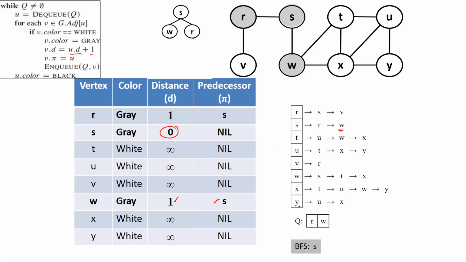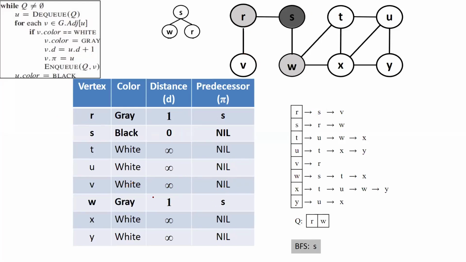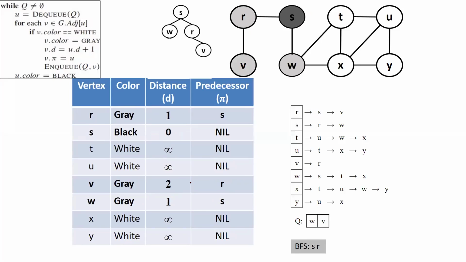Now after this, the next element to be removed from the queue is R, because R and W have been entered. Now go for the adjacent nodes of R. Adjacent to R is S, which is already of gray shade. We will explore now the V vertex, which is still white. So again, what will happen to V? V will become gray. V's predecessor will become R, and V's distance will be R's distance plus 1, that will become equal to 2. So in this manner, you will be getting V as gray color, with distance from R.